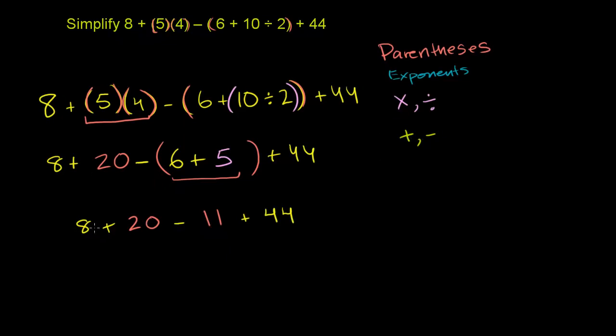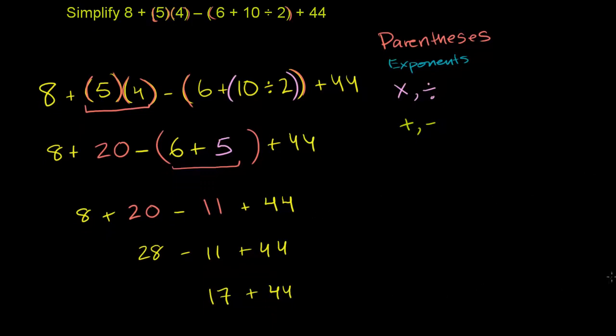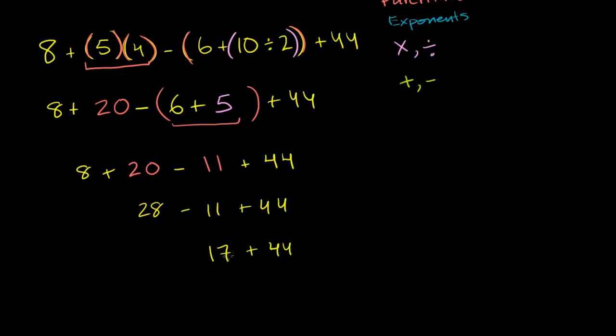So 8 plus 20 is 28. So you could view this as 28 minus 11 plus 44. 28 minus 11: 28 minus 10 would be 18, so this is going to be 17. 17 plus 44. I'll scroll down a little bit. 17 plus 44: 7 plus 44 would be 51, so this is going to be 61. So this is going to be equal to 61. And we're done.